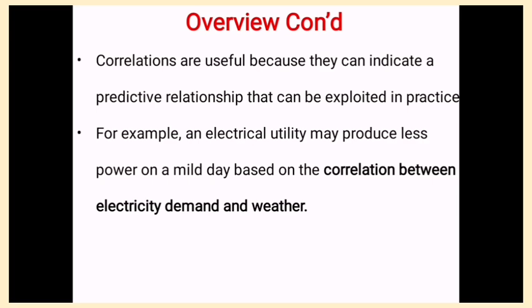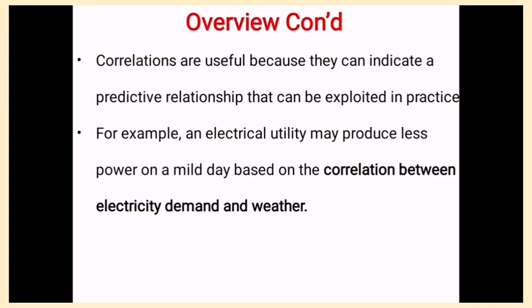For example, an electricity utility may produce less power on a mild day based on the correlation between electricity demand and weather. You see, we have electricity utility that we use in our daily lives, like lights, as we use in our various homes and businesses and even institutions. And this is what the example is saying: an electricity utility may produce less power on a mild day based on the correlation between electricity demand and weather.